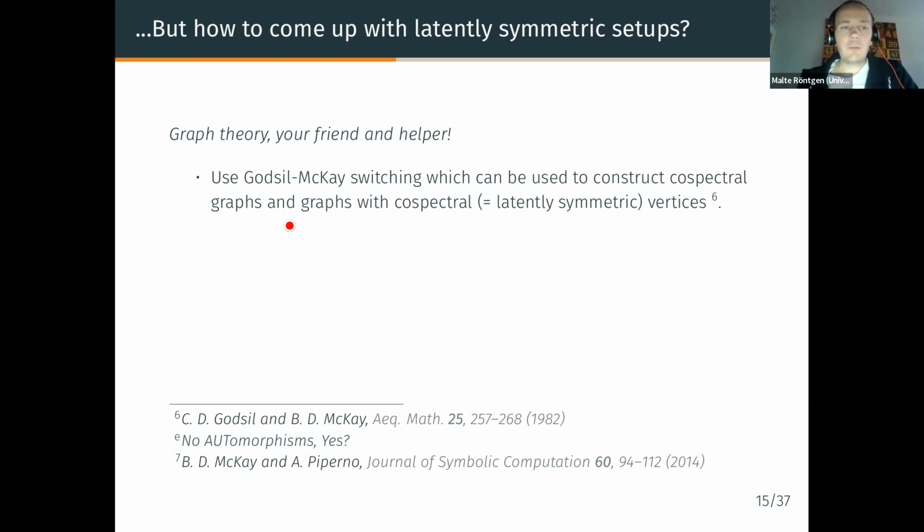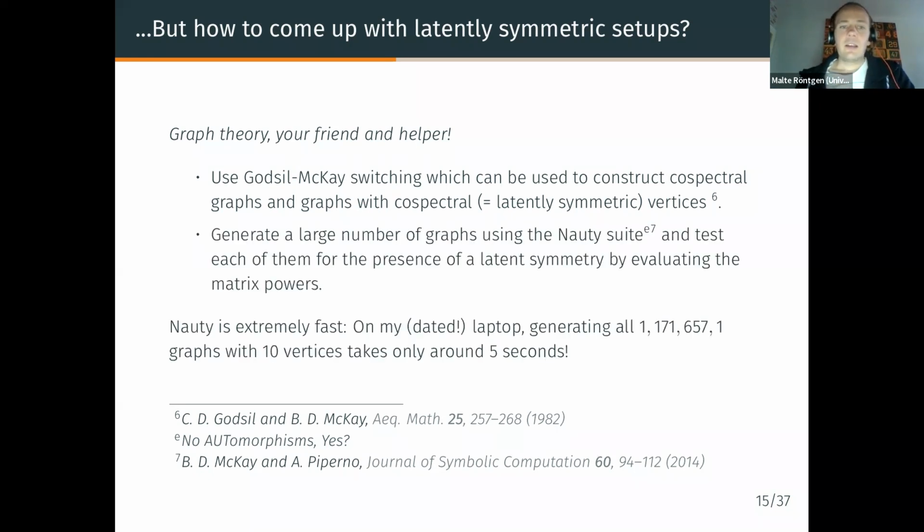The most popular one is the so-called Gaussian-McKay switching, which can be used to construct cospectral graphs, and thus also graphs with cospectral vertices. I'm not going into details here. And what I personally use mostly, I'm a big friend of brute force approach. So I use the so-called Nauty suite. It's not "naughty", it's "Nauty". Don't know why they came up with this name.